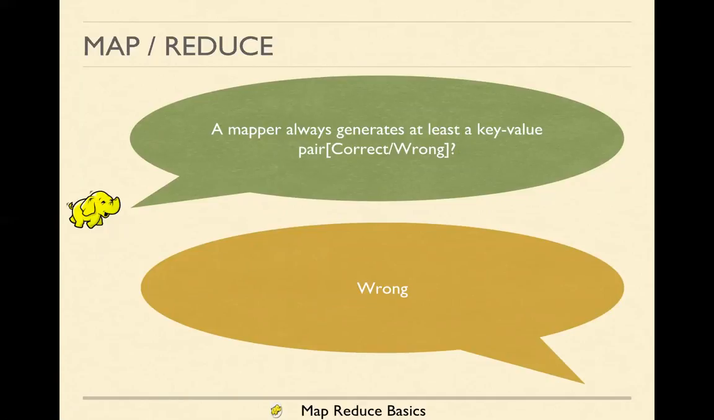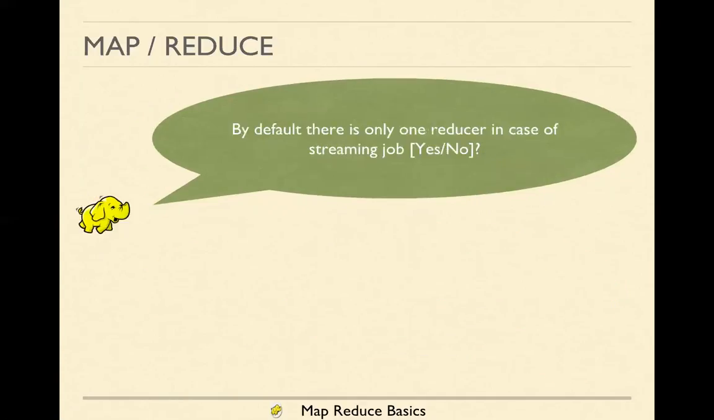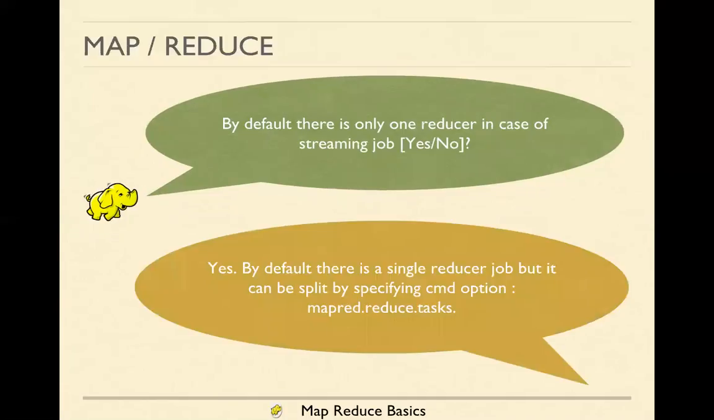Thank you, Saptariji. Good. All right. By default, there is only one reducer in the case of a streaming job. Yes or no? Yes, by default, if you do not specify the number of reducers, then it is 1.